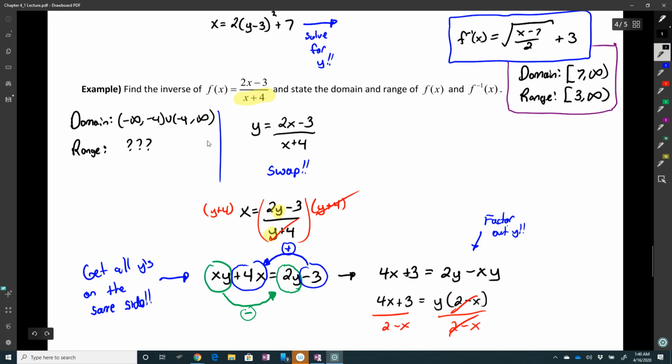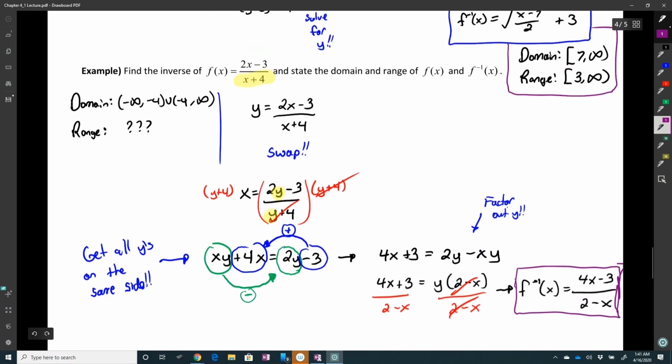So your final answer, you don't write y equals, you have to put f inverse equals. And notice we have 4x minus 3 over 2 minus x. Okay, so all's well and good. We have the original function, we have the inverse, but now I've got to find the domain and range. And this is where knowing your stuff kind of comes in handy.